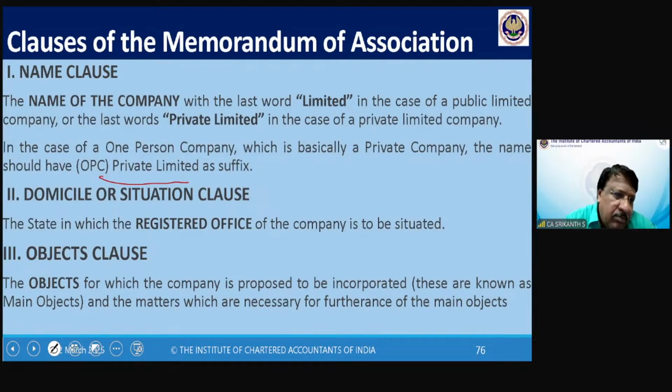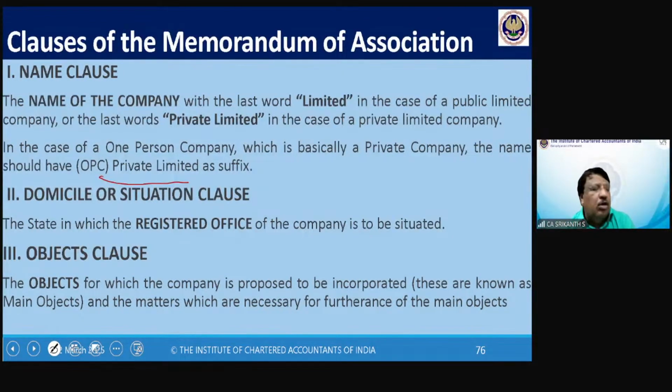Right? But a Section 8 company can become either private or public, no problem. Right? OPC cannot become a Section 8 company. OPC cannot convert itself into a Section 8 company. Other than Section 8, anything you want to do. Private company. Section 8 can become private or public, whatever it was. Just you have to add limited or private limited.